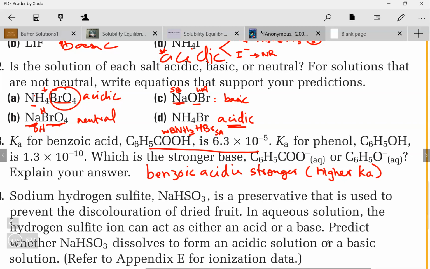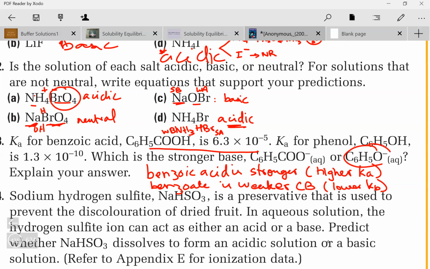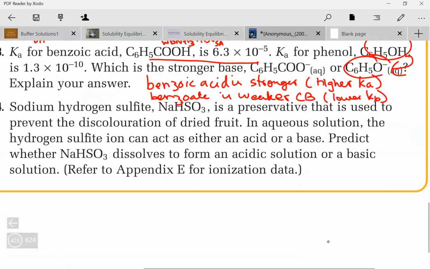And therefore, benzoate is a weaker conjugate base, right? Because it will have a lower Kb if you do the calculations. And so which is a stronger base? It will be actually phenoxide ion that will be the stronger one, which is the conjugate base of phenol. Because phenol is the weaker acid, it will have a stronger conjugate base. It's very important to understand this dichotomy.